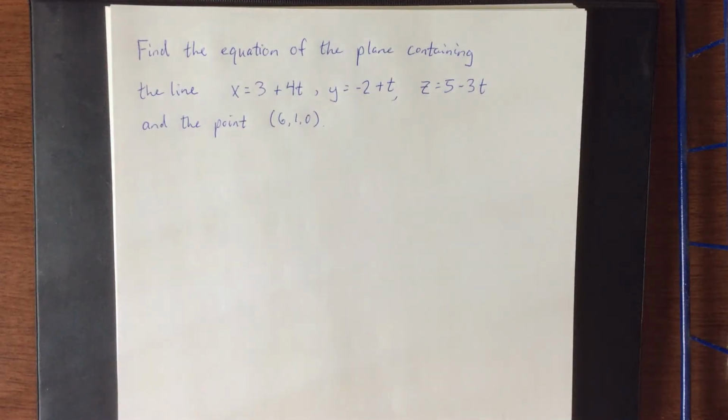We're going to try this problem out one more time. We are going to find the equation of the plane containing the line x equals 3 plus 4t, y equals negative 2 plus t, and z equals 5 minus 3t, as well as a given point. And the point is (6, 1, 0).